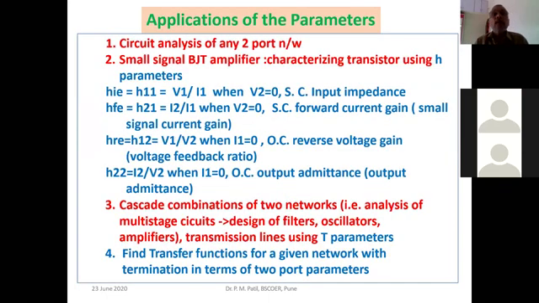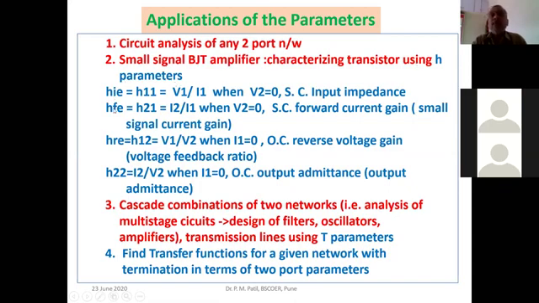Okay, and the last point of these parameters is the applications of these parameters. So what is the application of all these parameters? The first major application is circuit analysis of any two-port network. Any two-port network you can analyze using all these parameters. Second application is your H parameters. You might have seen in your EDC or electronic circuits, the small signal BJT amplifier, that you have characterized that transistor using the H parameters.